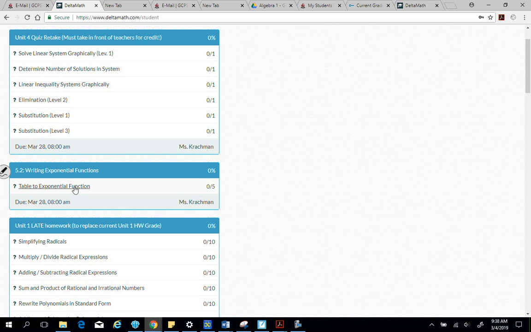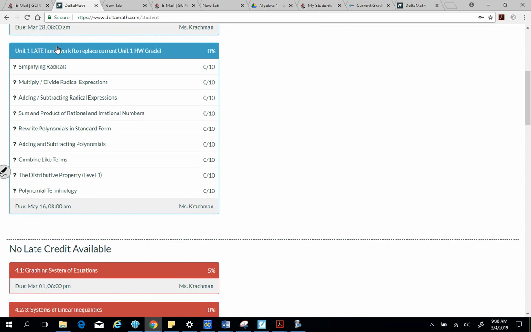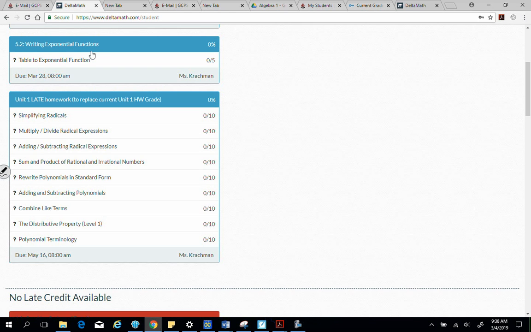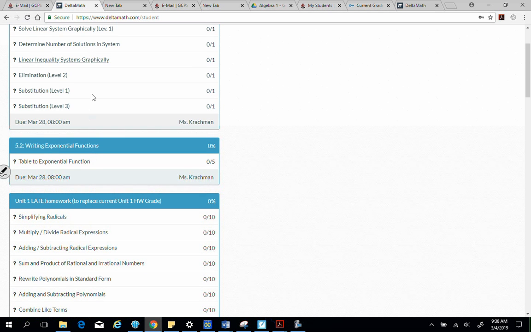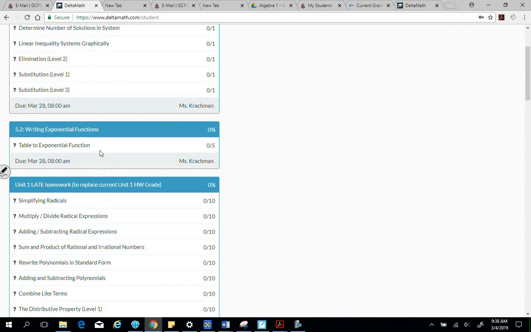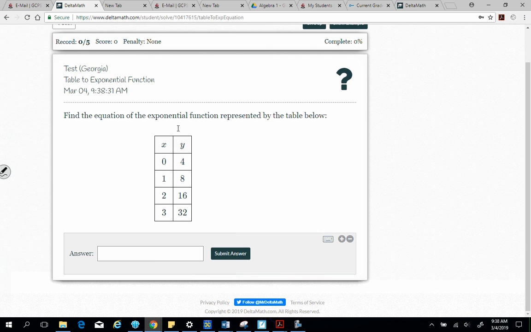So right here, real quick, you could see here's unit 4, or that's the retake quiz, but there will be late homework. You only have to do the late homework if you are not happy with your current grade for the homework. So if you want to do the late homework, you can. It replaces that grade. It's not required though. It says 5.2.